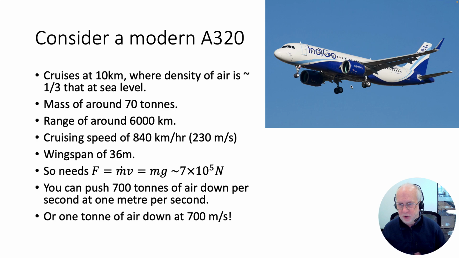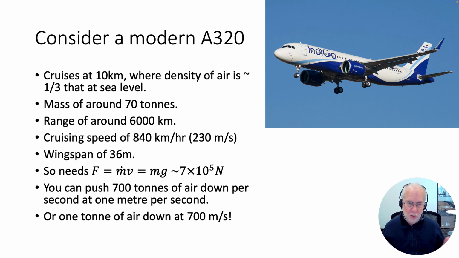So to be specific, I've picked a particular plane, one of the most common you see in the world today, an Airbus A320. I've picked the latest Neo version. Now this cruises at about 10 kilometers altitude, where the density of air is about 1/3 that of sea level, so about 0.4 kilograms per cubic meter. The plane, when loaded, has a mass of about 70 tons, range of about 6,000 kilometers, cruising speed of 840 kilometers per hour, which is 230 meters per second. It's got a wingspan from tip to tip of 36 meters.